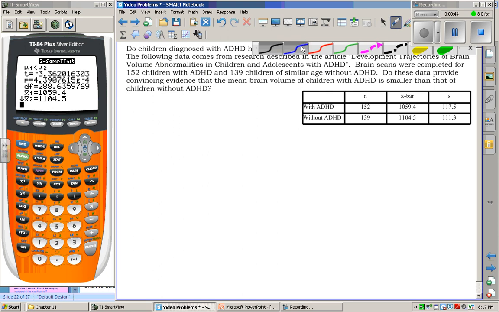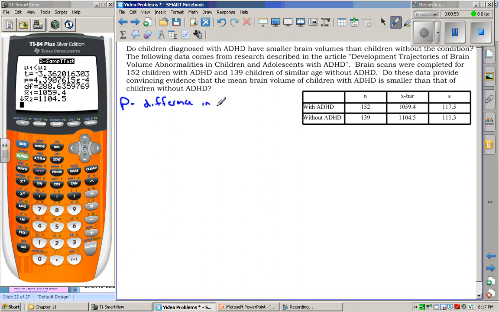So this is a test. We're looking for evidence. So we're going to start off with our parameter. The parameter we're interested in is the difference in means in mean brain volume of kids with and without ADHD. That's what we're being asked to make a decision on.